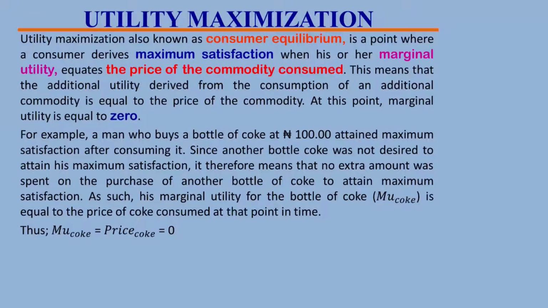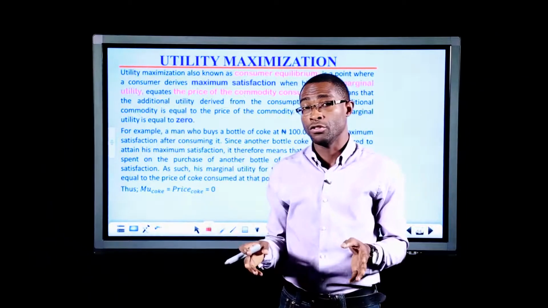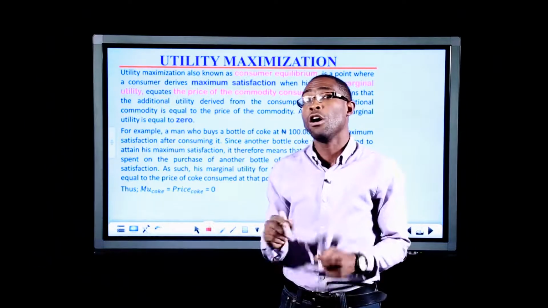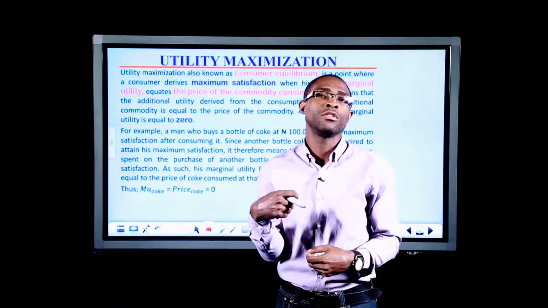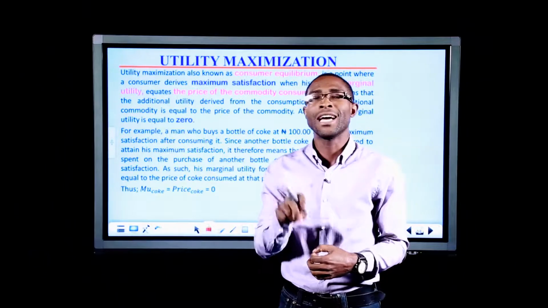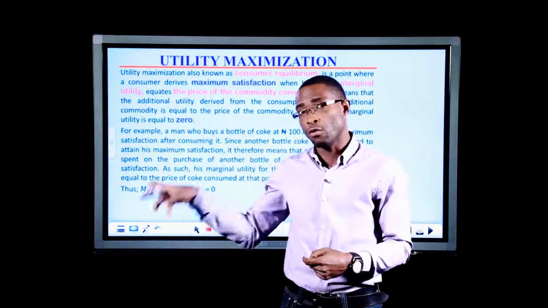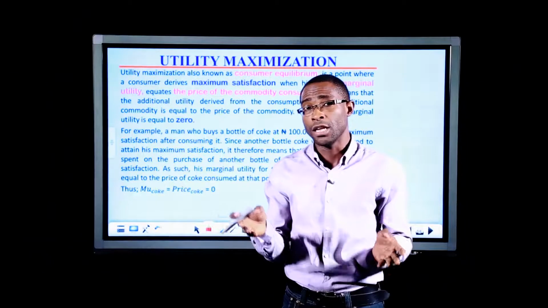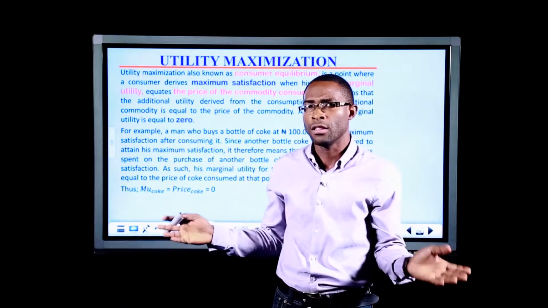Now let's look at utility maximization. Now this refers to consumer equilibrium. It is the point where the maximum satisfaction of a consumer equates the price of the commodity consumed. That means when a consumer consumes a bottle of Coke and he is satisfied, we assume that the maximum satisfaction equates the price of Coca-Cola. So if the price of Coca-Cola is 100 naira, it means that it took 100 naira to satisfy this young man.